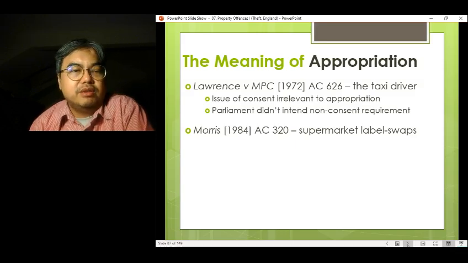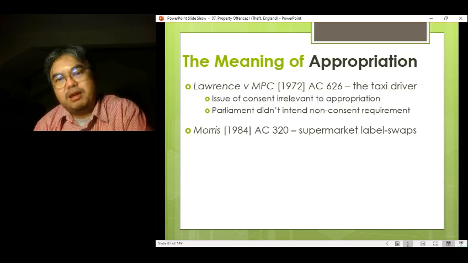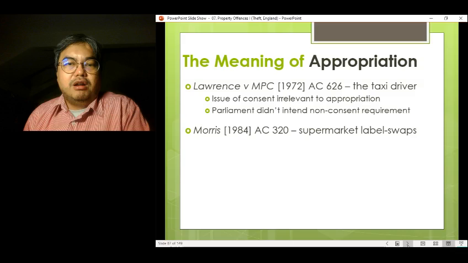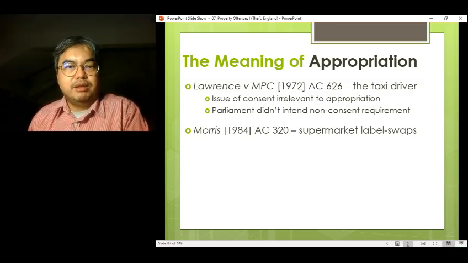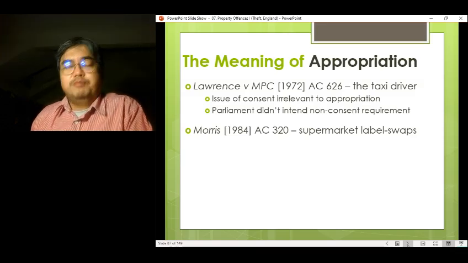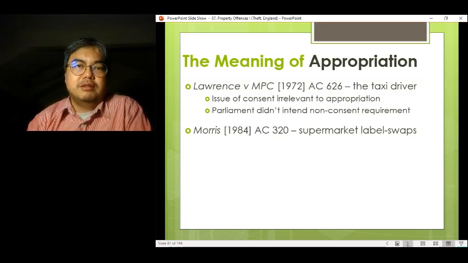And in the case of Morris, it was held that yes, because they have done so without the consent of the supermarket. So they are emphasizing that there is a need for an element of consent when you talk about appropriation. So Morris differs from Lawrence. Both are House of Lords decisions. And Morris says that no, consent is something that is important, that's relevant. Because the argument was that when people go into the supermarket, they will take the products and put them into their shopping bags or put them into their carts.